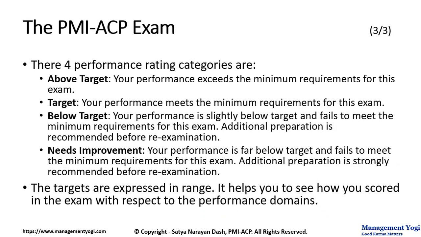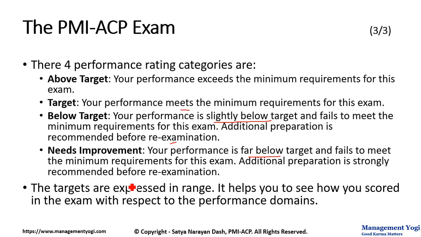So these are the 4 performance rating categories. As I said some time before, for every domain you will be rated. One is above target, which is telling you your performance exceeds the minimum requirements for this exam. Target, your performance meets the minimum requirements for this exam. Below target, your performance is slightly below target and fails to meet the minimum requirements for this exam. Additional preparation is recommended before re-examination. Needs improvement, your performance is far below target and fails to meet the minimum requirements for this exam. Additional preparation is strongly recommended before re-examination.